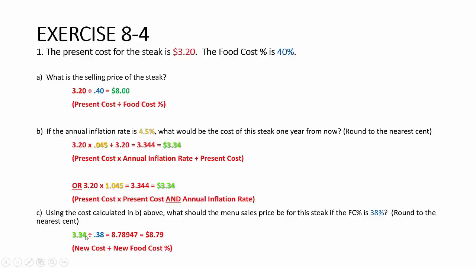So using the cost we've just calculated in B, we have a cost of $3.34. We're going to divide that by the food cost percent, which they gave us in the question. So $3.34 divided by 38% gives us a rounded answer of $8.79. There's the new selling price for this particular steak after we've added the new inflation price with a new food cost percent.